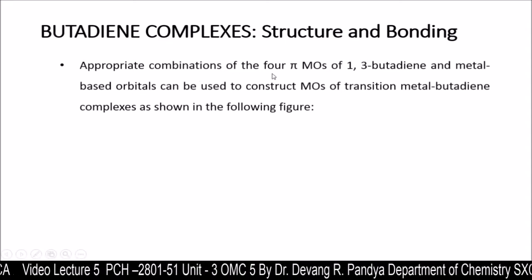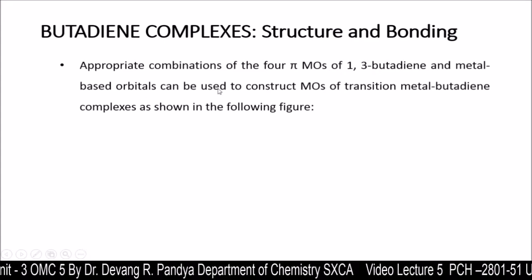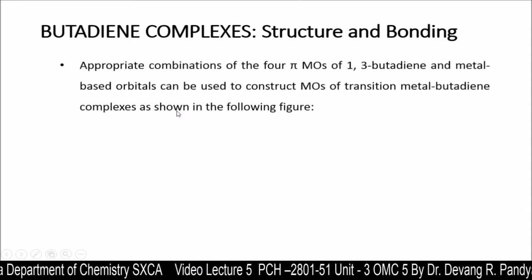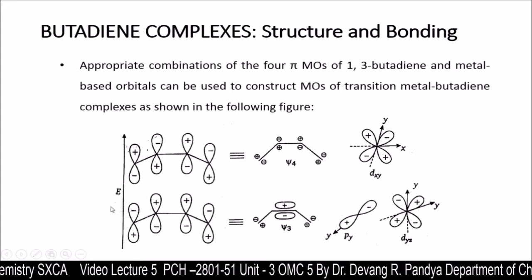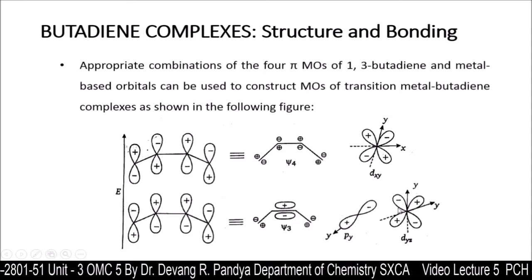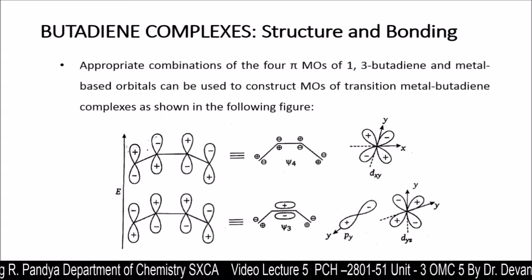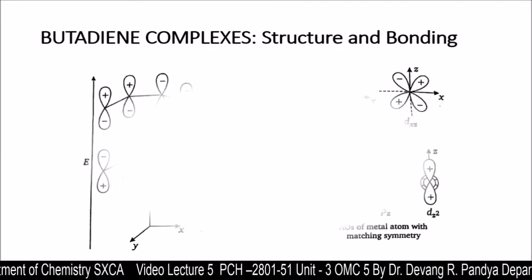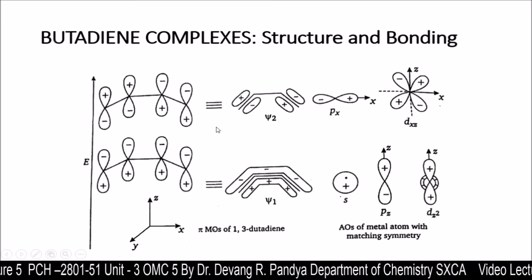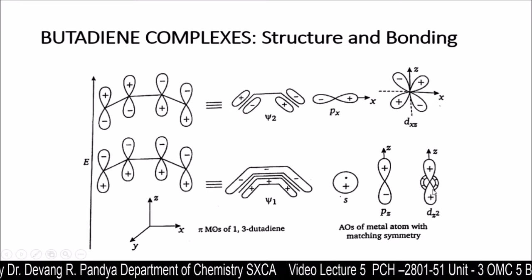An appropriate combination of the 4 pi molecular orbitals of 1,3-butadiene and metal-based orbitals can be used to construct the molecular orbitals of transition metal butadiene complexes, as shown in this figure. Here you can see the energy increasing, and this is Psi3 and Psi4, and Psi3 and Psi4 have this kind of arrangement with py, dyz and dxy. Those are the pi molecular orbitals of the ligand. And these are the other ones, psi1 and psi2, which are bonding, and in this bonding we have px, dxz, s, pz and dx square.